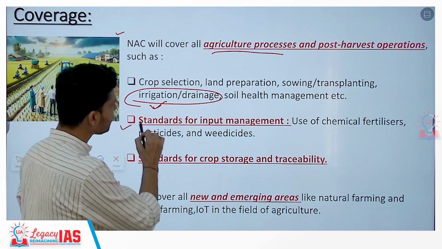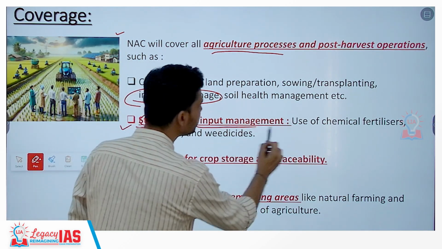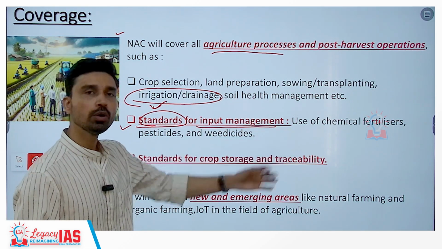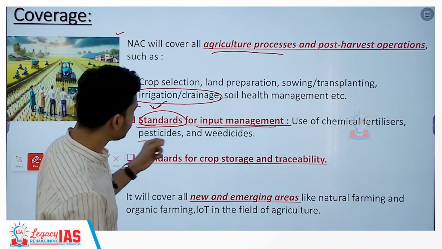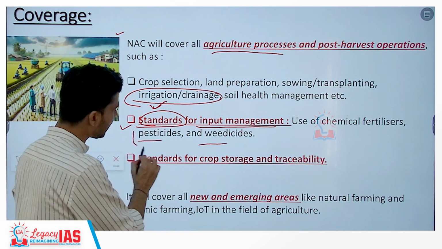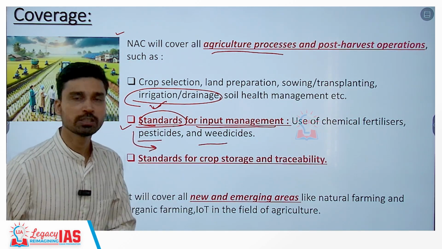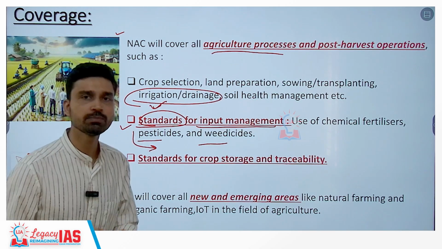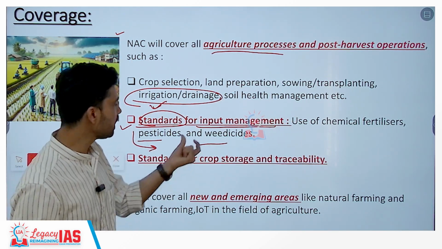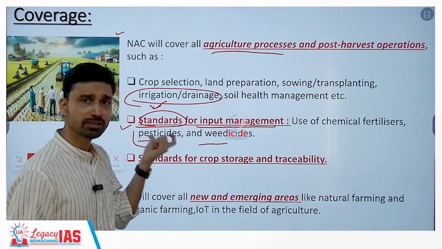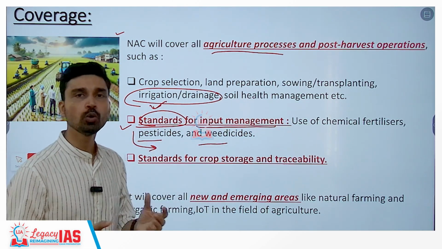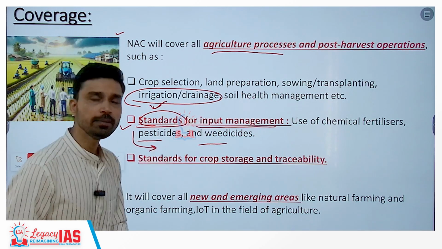The second standard it is going to set is for the management of inputs in the agriculture sector, which will be applicable over the use of chemical fertilizers, pesticides as well as weedicides. Many times, agricultural produce of India, especially when exported to other countries, has been returned because of the high amount of fertilizer, pesticide or weedicide residue. This is expected to be controlled by the standards that will be put in place.